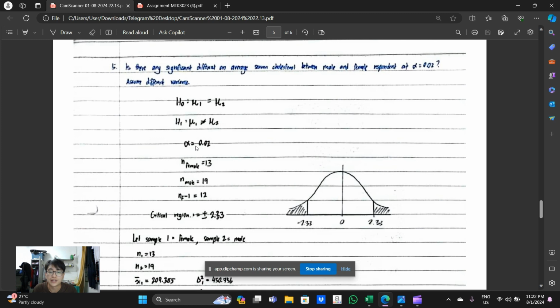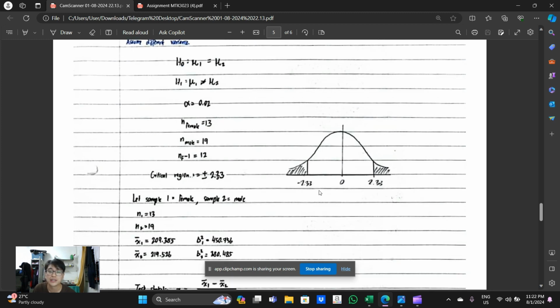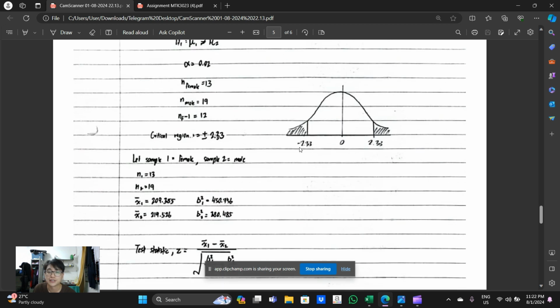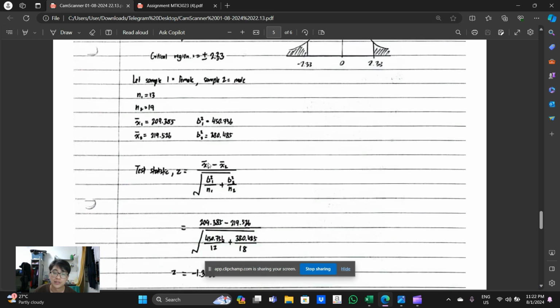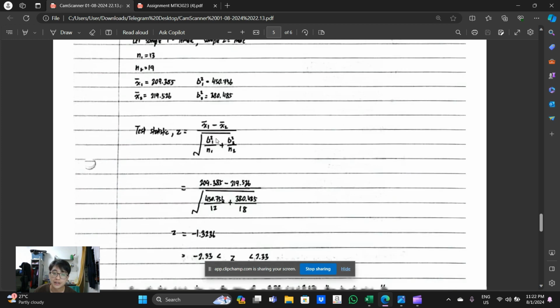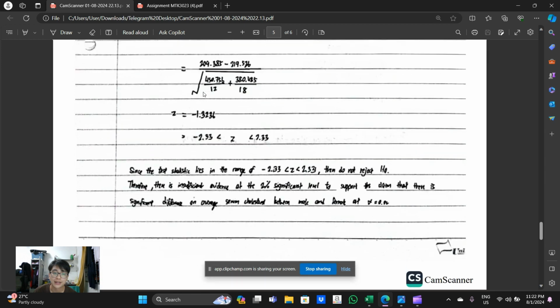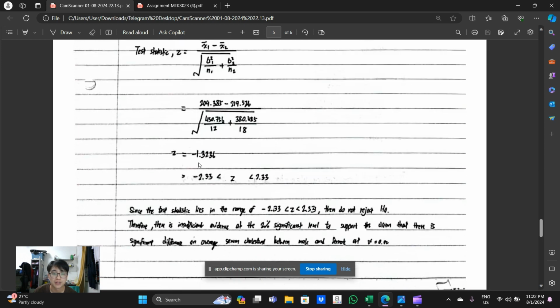So the alpha here is 0.02. So the same thing, we get the z-score of 2.33, where critical region is lower than negative 2.33 and higher than 2.33. So sample 1 is female, sample 2 is male. We state the mean and variance here. And the test statistic formula is stated here. So we submit everything, we get the value of test statistic is negative 1.3236, which is between negative 2.33 and 2.33.